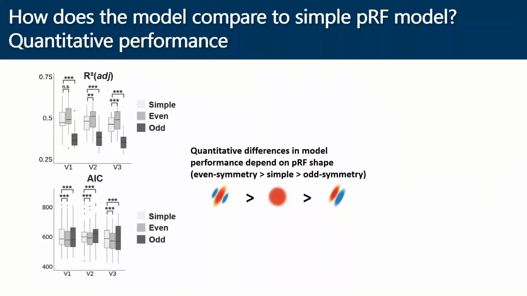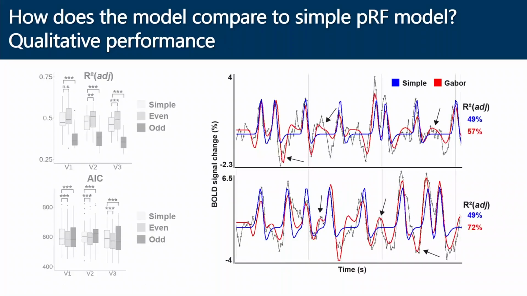Then we wanted to look at the quantitative performance of these two models. Here we fitted both the conventional or simple model and also the Gabor filter model. For the Gabor, we split the data between the data that was fitted with even symmetric Gabors and the odd symmetric Gabors. What we actually see is a hierarchy in which the voxels fitted with even symmetric Gabors had the highest level of performance, followed by the ones fitted by the conventional model, and lastly by the odd symmetric Gabors. We can also see some qualitative improvements in the fit of the models. In blue, we see the prediction based on the simple model. In red, we see the prediction based on the Gabor filter model.